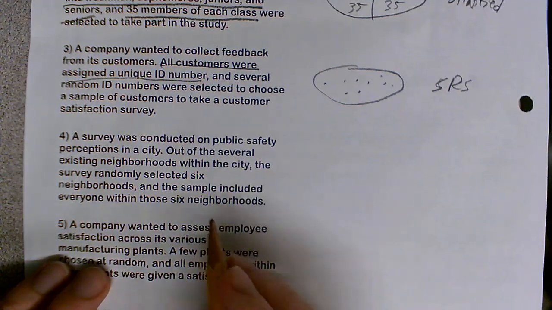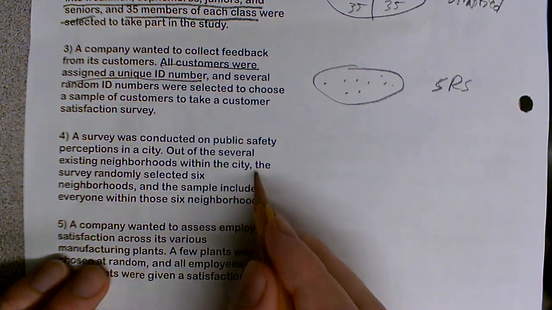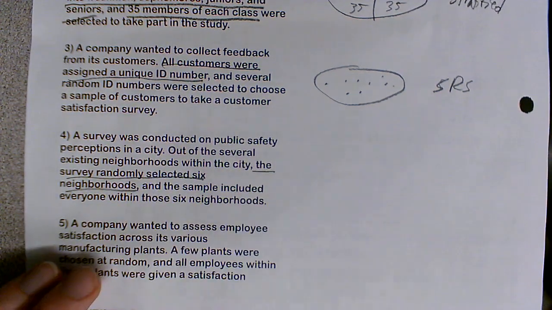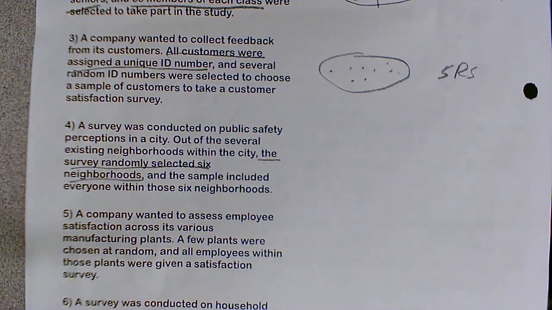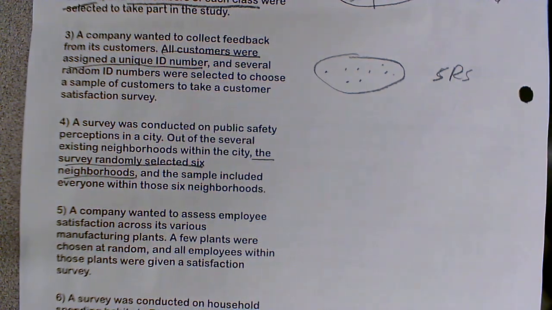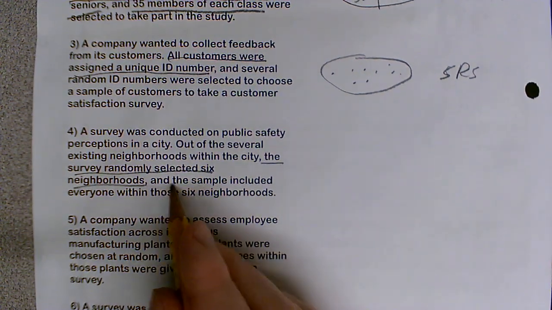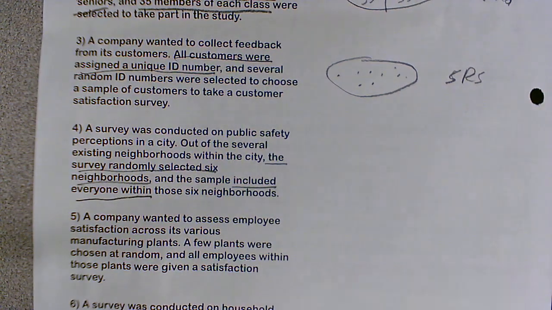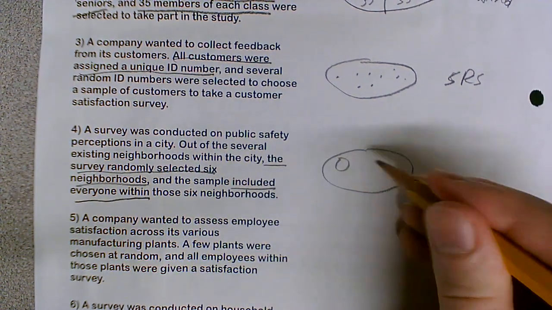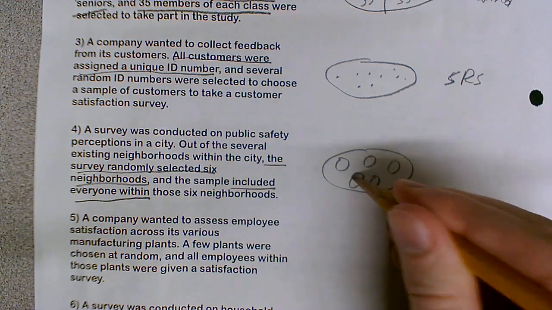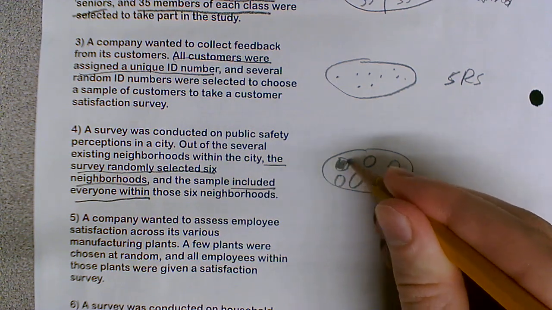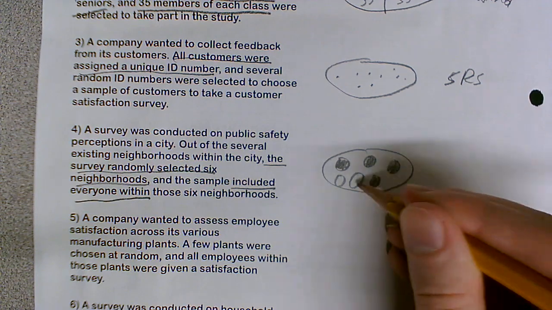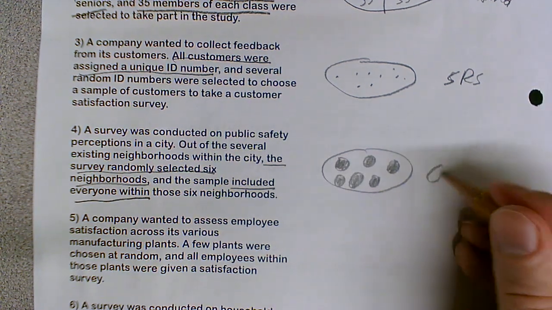Alright, out of the several existing neighborhoods within the city, the survey randomly selected 6 neighborhoods. Sorry I skipped to the top, but that's not really relevant for determining what kind of survey it is, or what kind of sample it is, rather. And the sample included everyone within those 6 neighborhoods. So 6 neighborhoods were selected, and everyone within was surveyed. This is cluster.